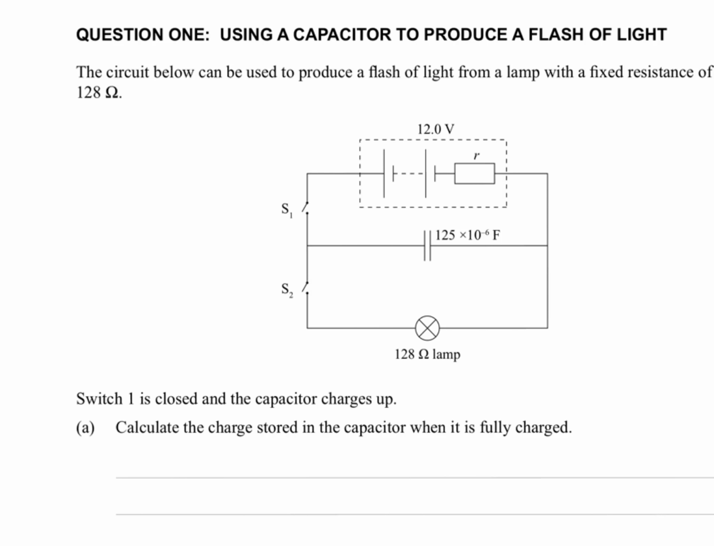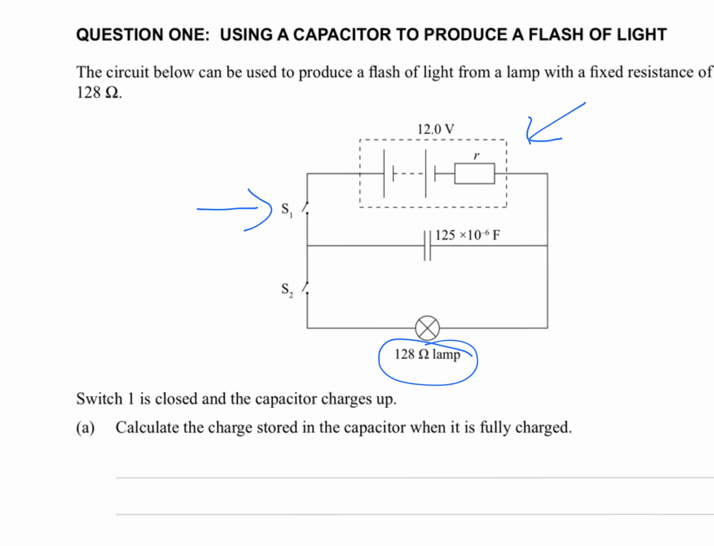Right, the 2013 electricity level 3 physics paper, and the first question is on capacitors. The circuit below can be used to produce a flash of light from a lamp with a fixed resistance of 128 ohms. So there's that 128 ohms there, and we've got the internal resistance to be considered. Switch 1 is closed, there's switch 1 there, and the capacitor charges up.